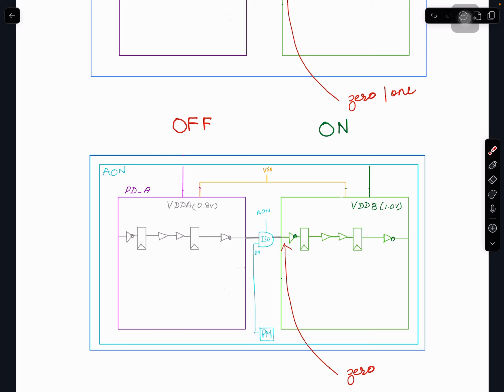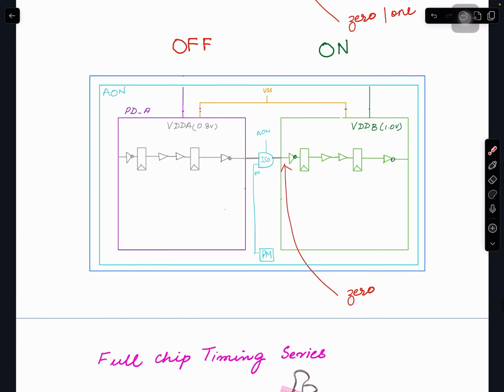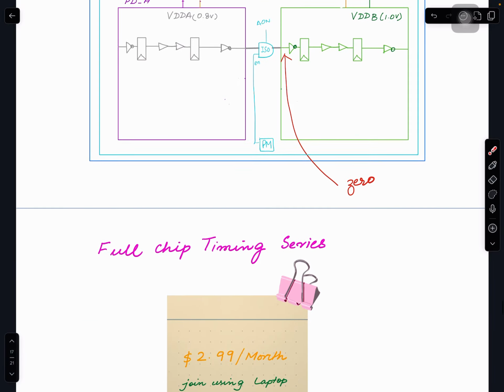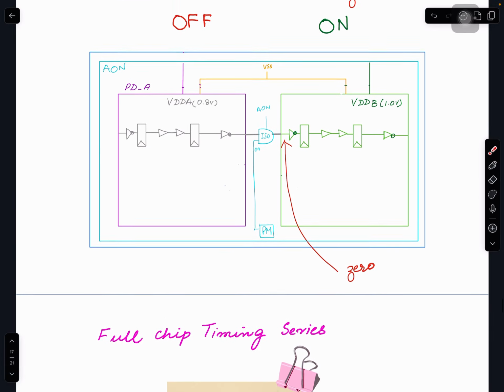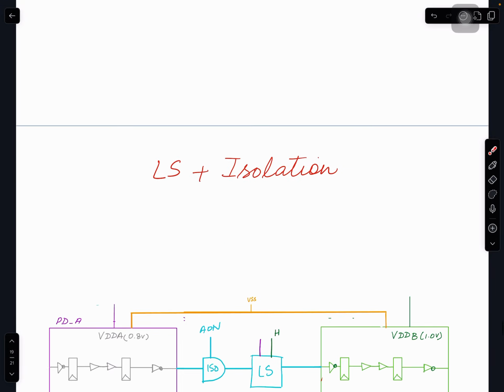Anyway, what was I thinking? I don't know. I was thinking of explaining something and I completely forgot it. All right, so isolation cells, done, understood? As I said, it's just an AND gate, so it's not a complex circuit. All right, so now we go to the next step.